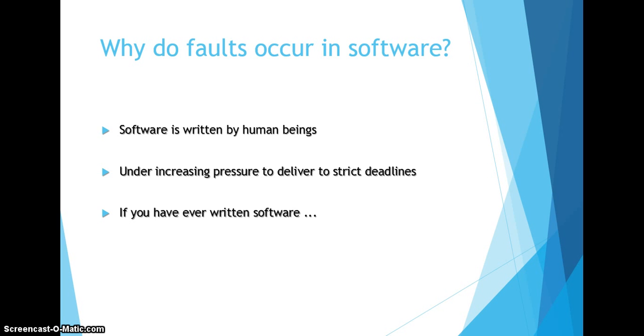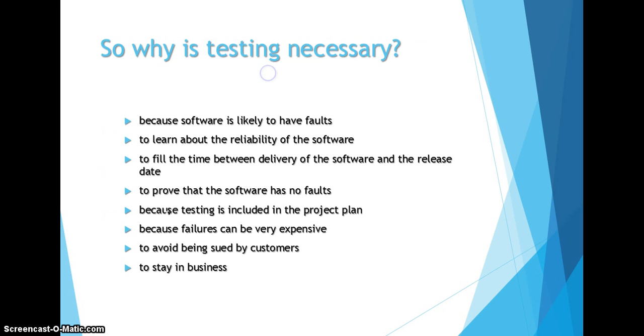Just to reiterate what was discussed earlier, why do faults occur? One is because it's written by human beings. The second is you have very strict deadlines to deliver, and because of that you have to push the release through. And if you have ever done coding, you will know that writing programs is very complex, and nowadays applications are very complex, so there will be some errors in software.